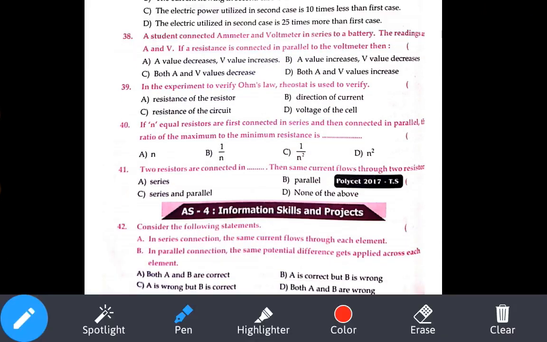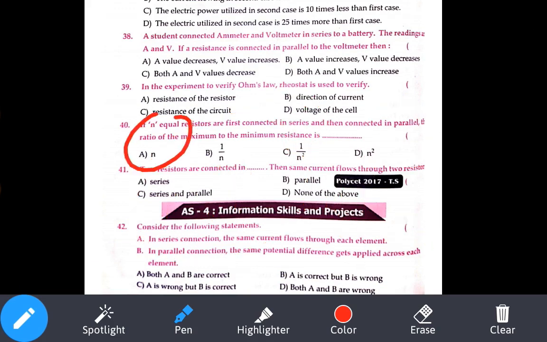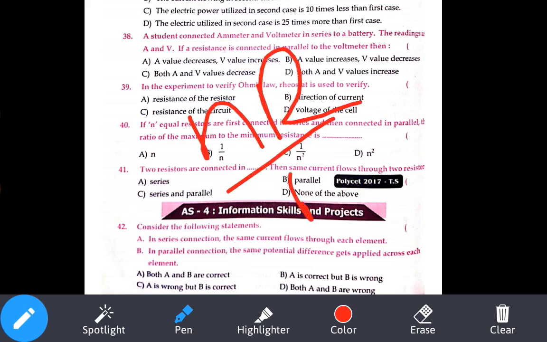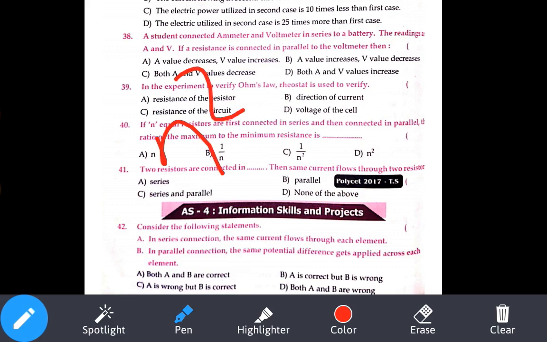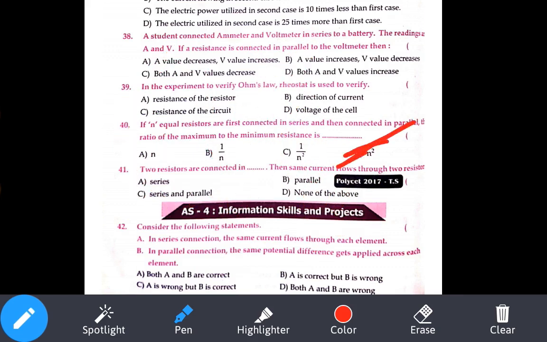Now the 40th bit. If n equal resistors are connected in series, the equivalent is nR. And connected in parallel, R by n is the formula. Then they are asking the ratio, nR by R by n. So n comes to the numerator and becomes n square R by R. R gets cancelled. n square is our answer. Option D. Two resistors are connected with the same current, which means it should be a series connection. So series.